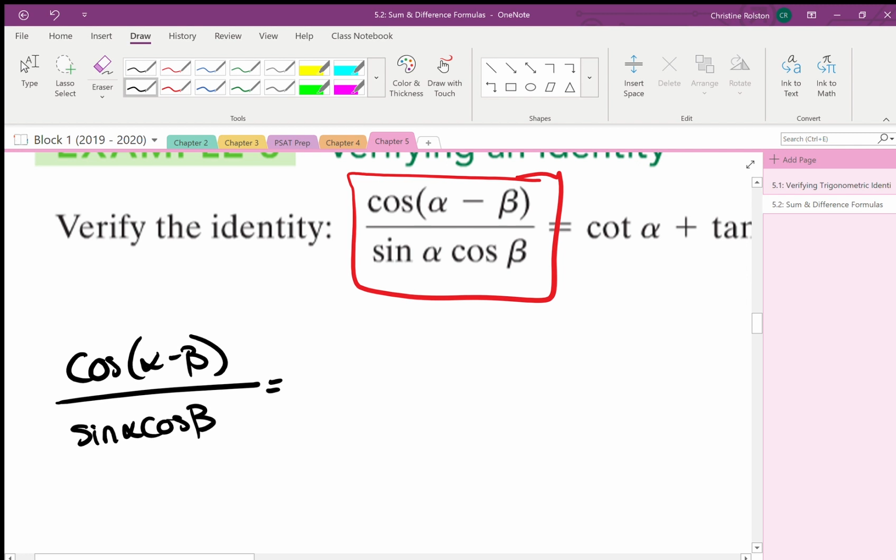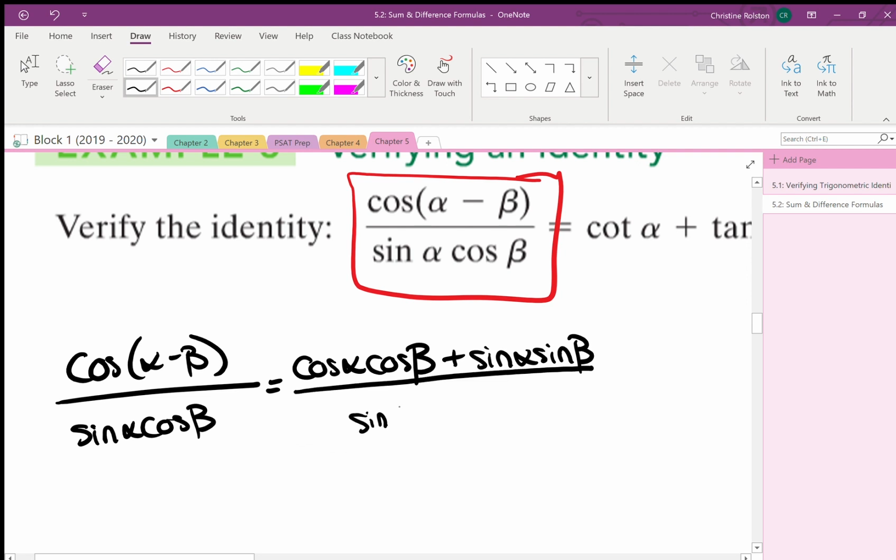So what I'm going to do is I'm going to expand that numerator, okay? I'm going to plug in the cosine alpha minus beta formula. Now that formula is cosine alpha cosine beta plus sine alpha sine beta. Now put that all over sine alpha cosine beta. Now please do not sit there and say, okay, let me cross out here and here, and then here and here, and I have cosine alpha sine beta. No. Please do not do that.